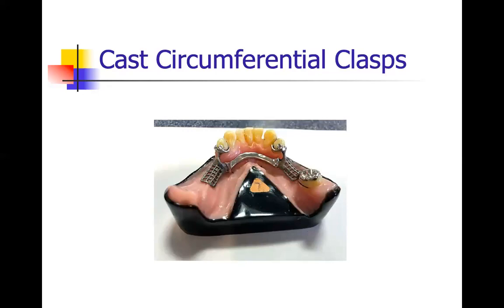Cast circumferential clasps are less aesthetic as compared to the bar type of clasp. They are less hygienic and are more difficult to adjust than wrought wire clasp.